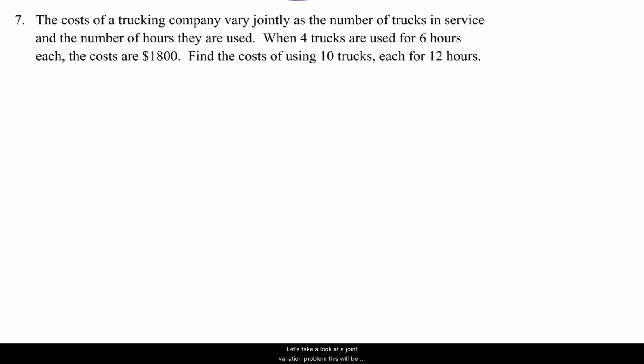Let's take a look at a joint variation problem. This will be our last one. The costs of a trucking company vary jointly as the number of trucks in service and the number of hours they are used. When 4 trucks are used for 6 hours each, the costs are $1,800. Find the cost of using 10 trucks each for 12 hours. So again, costs of a trucking company vary jointly as the number of trucks in service and the number of hours they are used. So we can set up that variation problem.